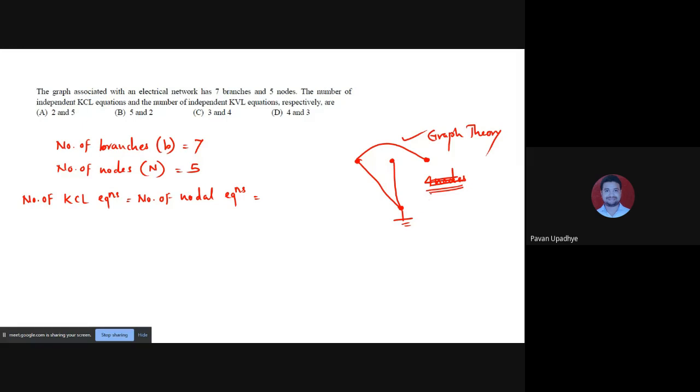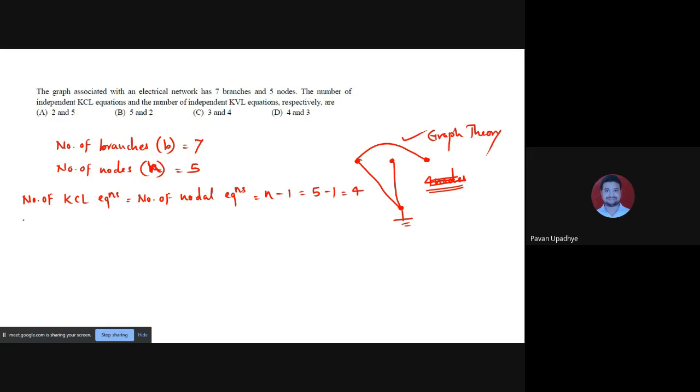But the number of KCL equations and the number of nodal equations are the same, and those can be found by the formula n minus 1, where n is the number of nodes. So here in this case it is 5 minus 1, which is equal to 4.